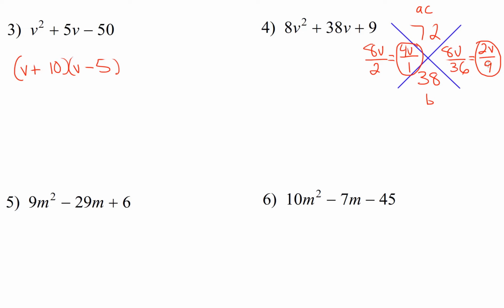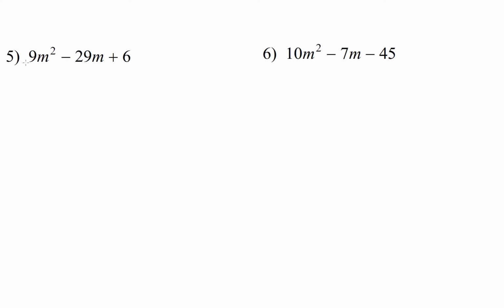So each of these fractions becomes our binomials. 4v over positive 1 becomes 4v plus 1. And 2v over positive 9 becomes 2v plus 9. And that's our answer.